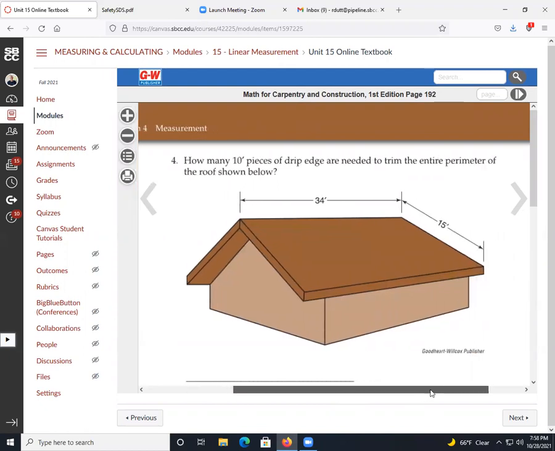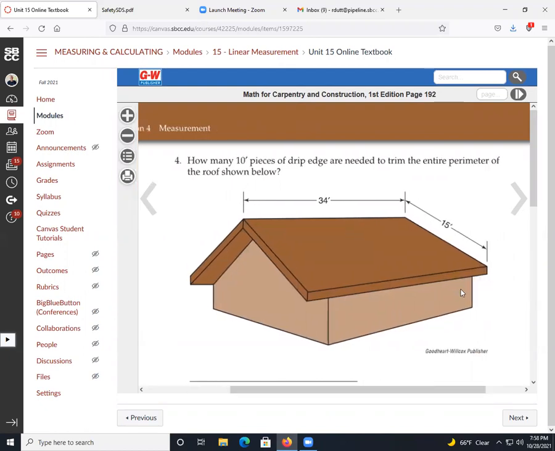Now this one requires you to use your head. So how many 10-foot sticks of drip edge are going to be needed to trim the entire perimeter of the roof shown below? Well, don't you agree that the first thing you need to find out is how many lineal feet the perimeter is going to be? And then we can divide by 10 to find out how many pieces of drip edge. So it's not just 2 rectangles, because we're not putting drip edge on the ridge. We're putting it around the edges. So we know that if we do both of these and double them, we'll be fine.